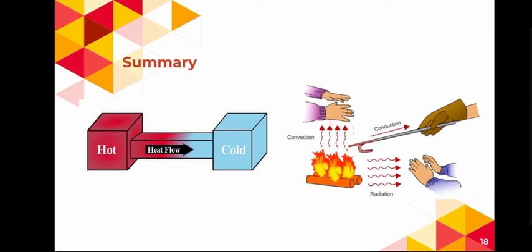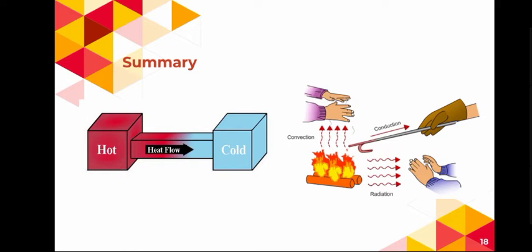As they collide, the faster molecules give up some of their energy to the slower molecules. The slower molecules gain more thermal energy and collide with other molecules in the cooler object. This process continues until heat energy from the warmer object spreads throughout the cooler object. Some substances conduct heat more easily than others.